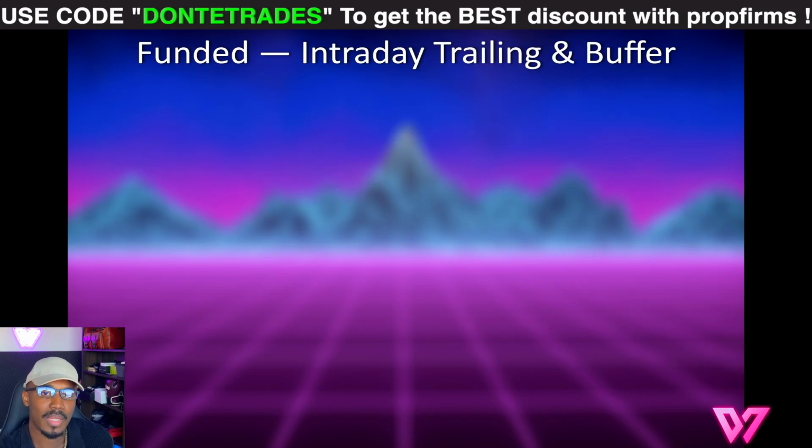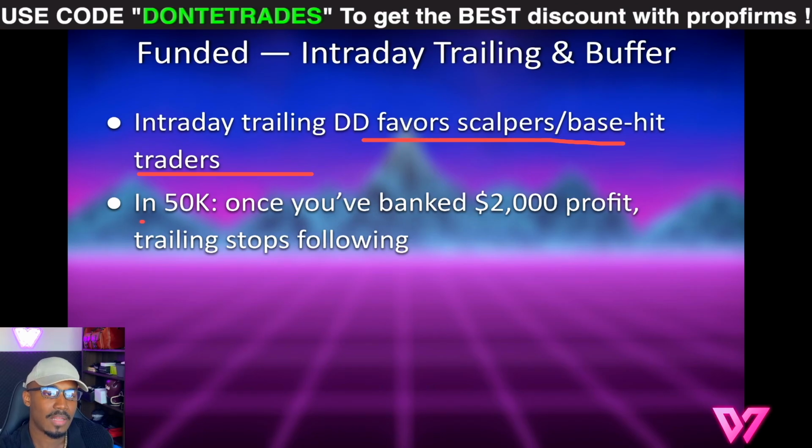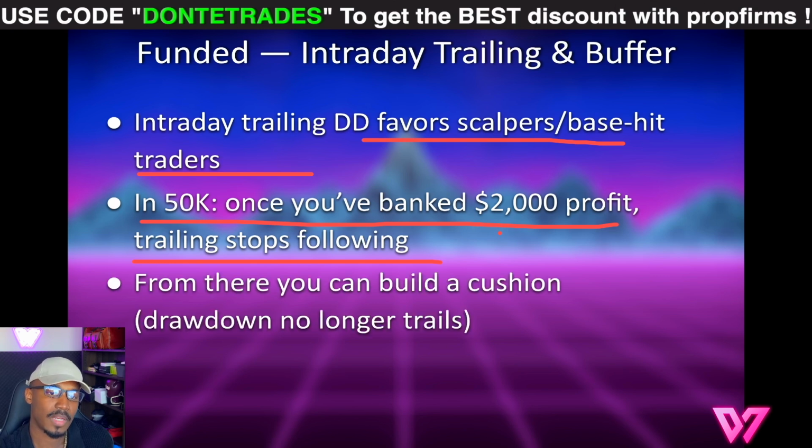And intraday trailing drawdown and buffer. So the intraday trailing drawdown favors scalpers and best hit traders, as we just talked about. And in the 50K, once you've baked $2,000 in profit, so once you actually hit your $2,000 in profit on your funded account, that trailing drawdown will stop following you. But until you get to that point, you want to make sure that you're just being a little bit more aggressive when it comes to trailing your stops, right?